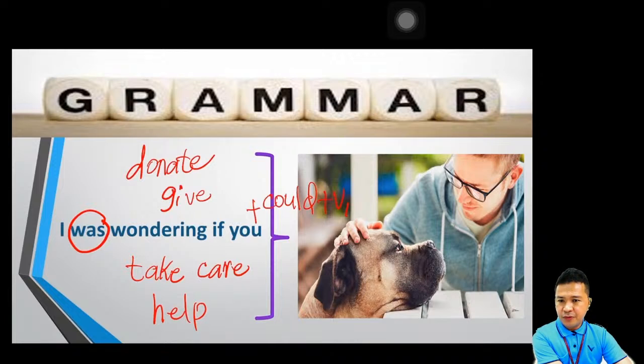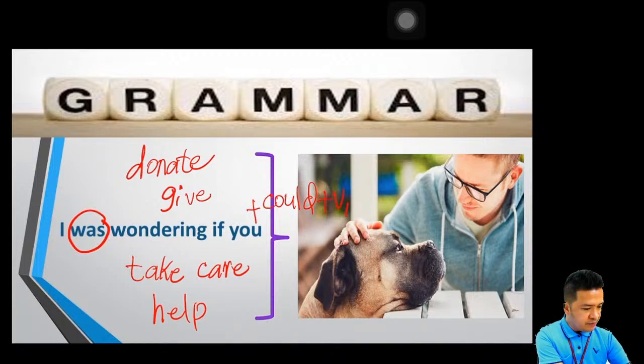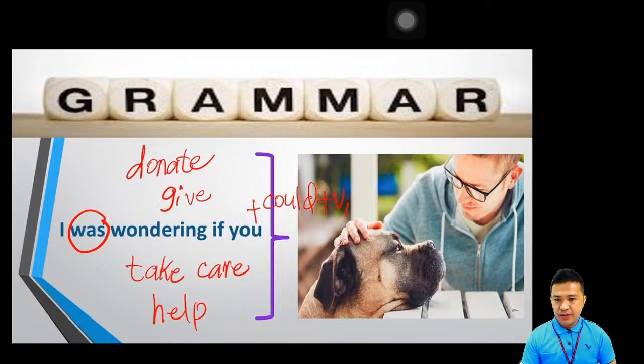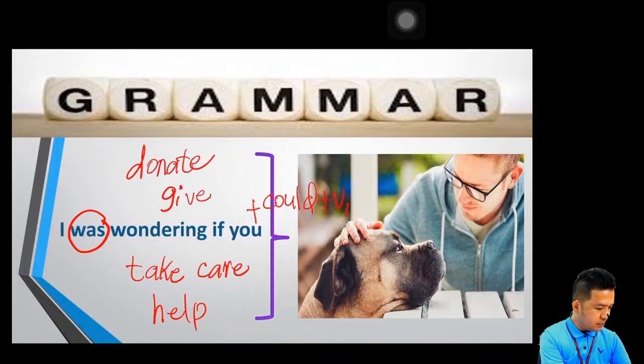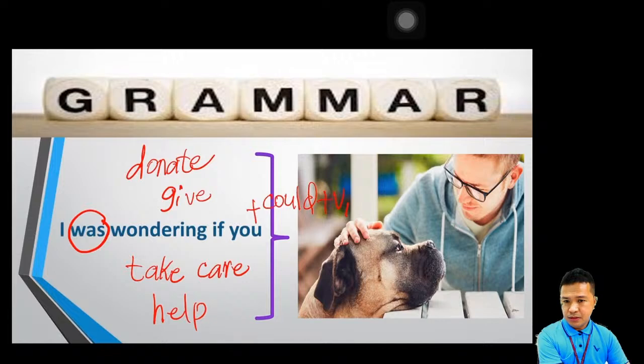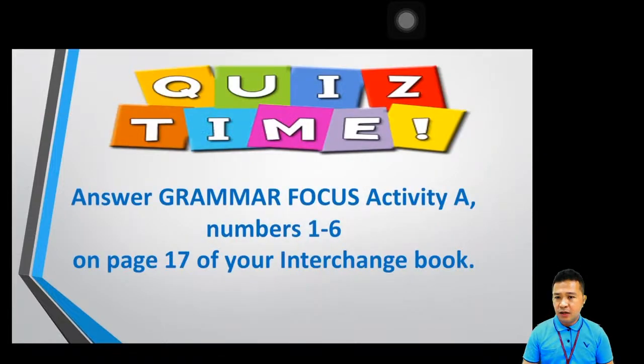I was wondering if you could take care of my dog. Please check your spelling. Number 12 from room 8. Could should be C-O-U-L-D. Number 12 from room 8. We also have here number 3 from room 4. I was wondering if you could take care of my dog. I will consider that. Number 3 from room 4. Good. Okay. Number 32. I was wondering if you could take care of my dog. Okay, from room 8, number 32. That's correct. Okay, moving on.